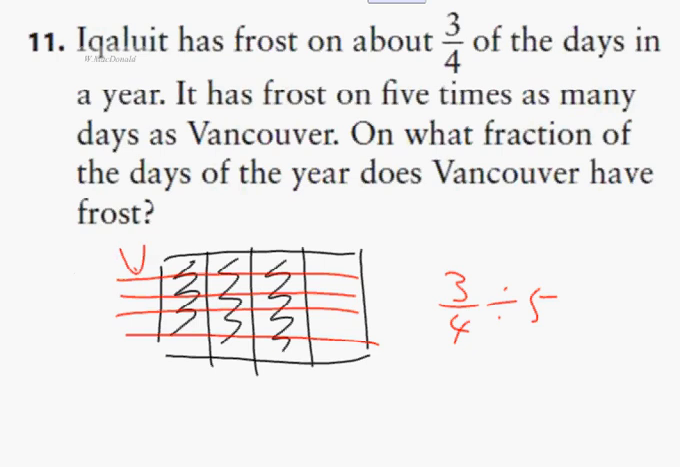So Vancouver is going to be 1/5 of the amount of frost as Iqaluit has. So instead of being 3/4, it's now 3 out of 1, 2, 3, 4. 4 times 5 is 20. So 3/20ths of a year in Vancouver is frost. Now if I want to check this out, take my answer and multiply it by 5. And we know how to do this from the last section. If you have 3/20ths and you multiply it by 5, how many 20ths would you have? You would have 15 20ths, which as we know is also 3/4, which is what we started with.